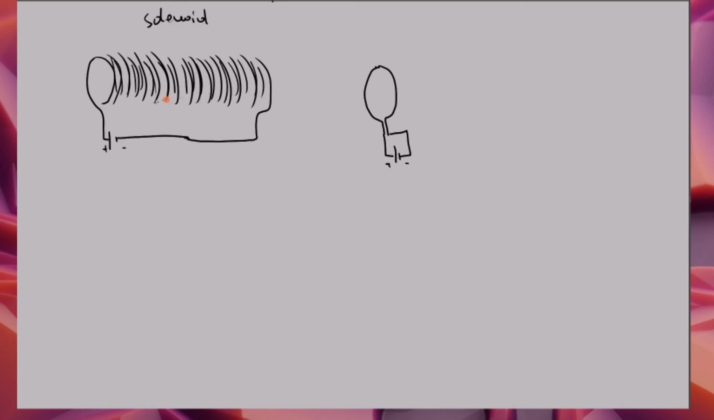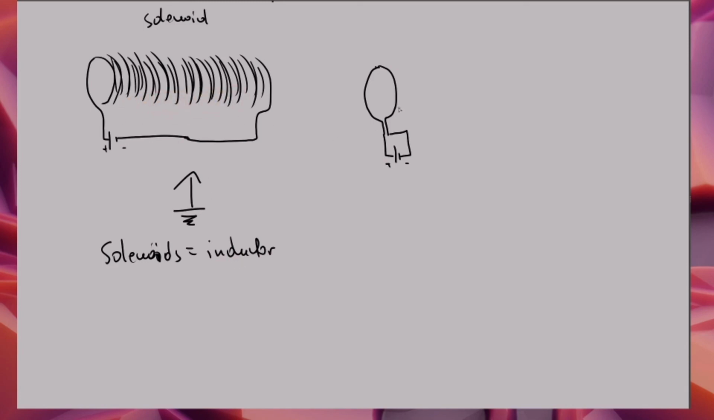So which one of the two will have a greater opposition to a changing current? A solenoid with multiple loops, or just a single loop here? Well, obviously it would be this one. There are many more loops here that will set up their opposition to the changing current than just a single loop here. And so for many practical purposes, the solenoids are called inductors, because they will have a significant inductance, meaning they will have a significant opposition to a changing current.